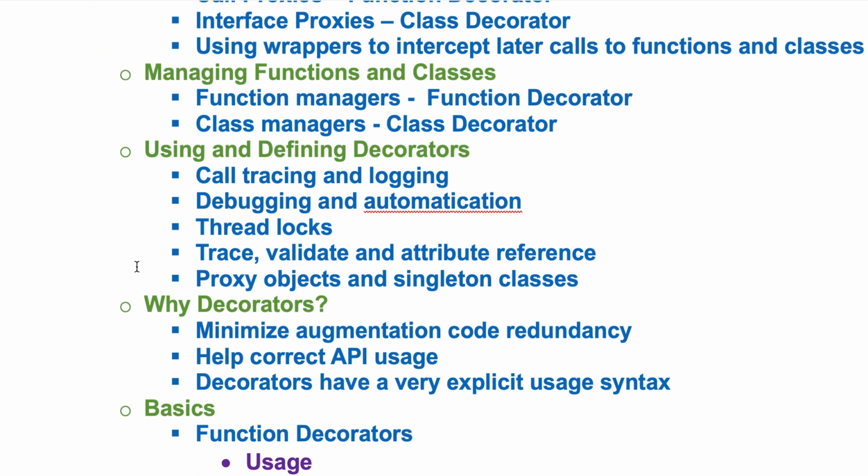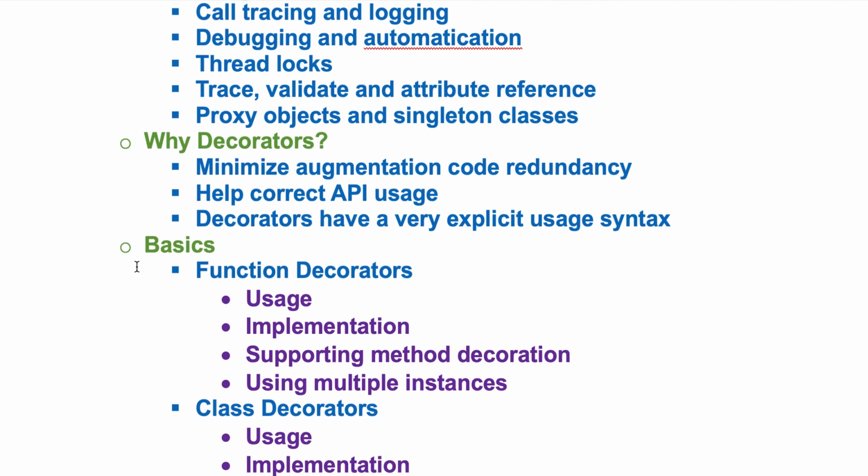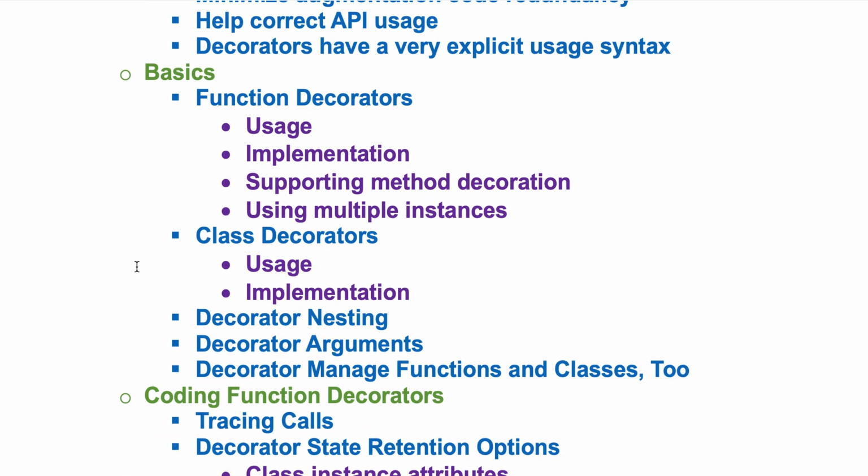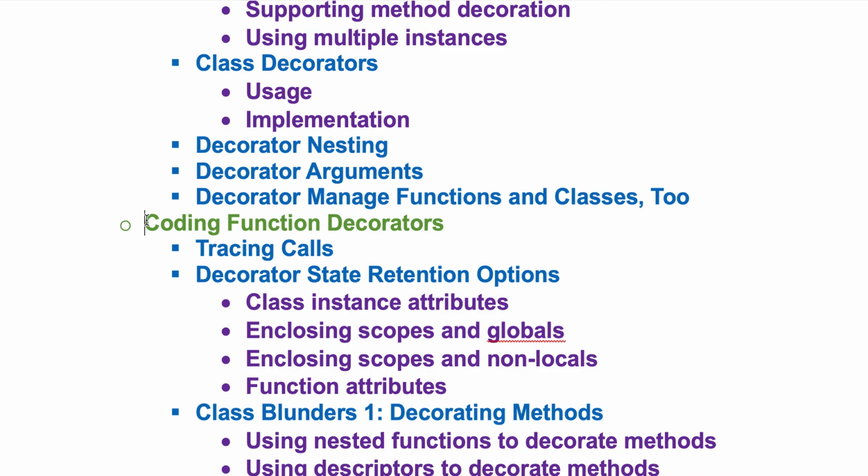Managing functions and classes by defining the decorator, then the decorator basics, and then we come to the current section, coding function decorators. We discussed tracing calls, where the output comes out as call 1 to spam, and today we discuss the decorator state retention options: class instance attributes, enclosing scopes and globals, enclosing scopes with nonlocals, and function attributes.